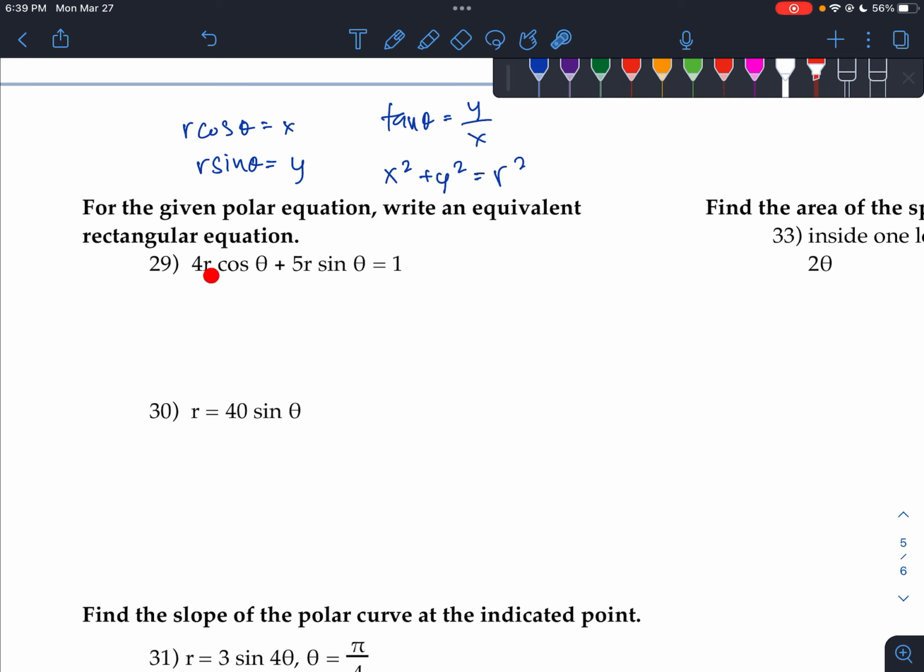So in this case, r cosine theta, r sine of theta. So this right here is x. This right here is y. So we have 4x plus 5y is equal to 1. You can easily simplify that and solve for y there, but I think that's fine too right there.